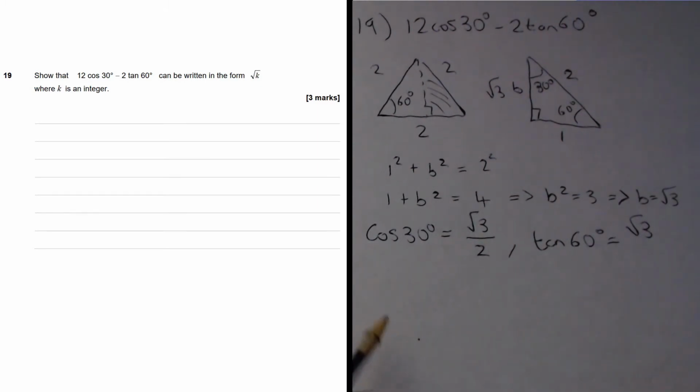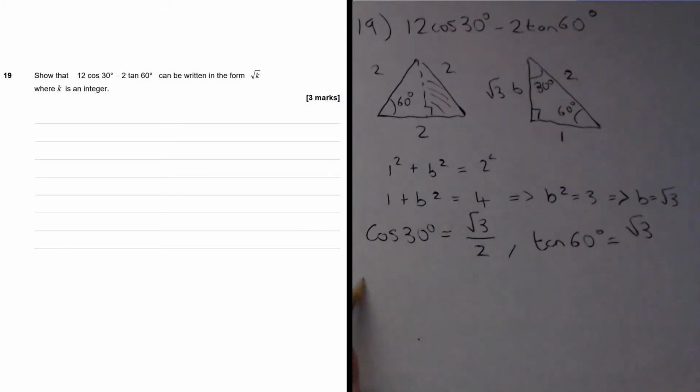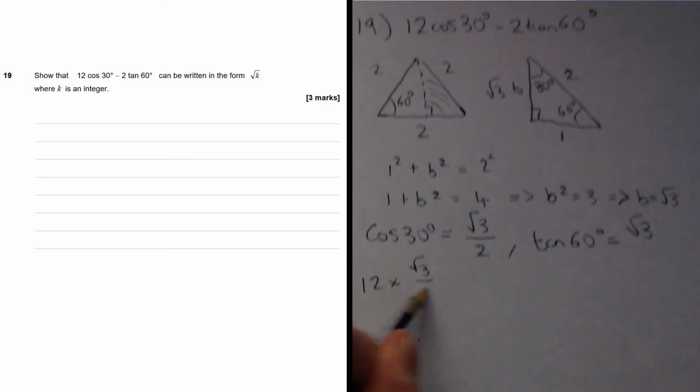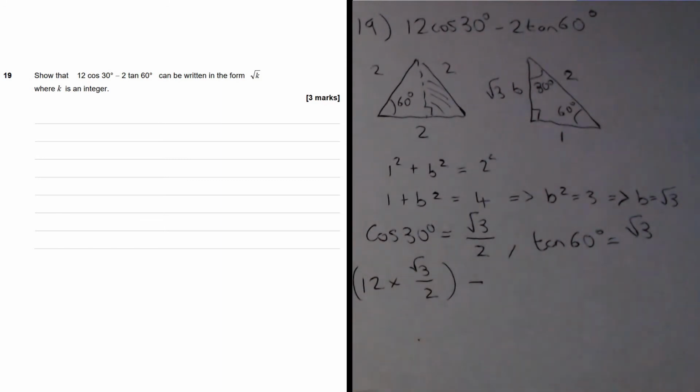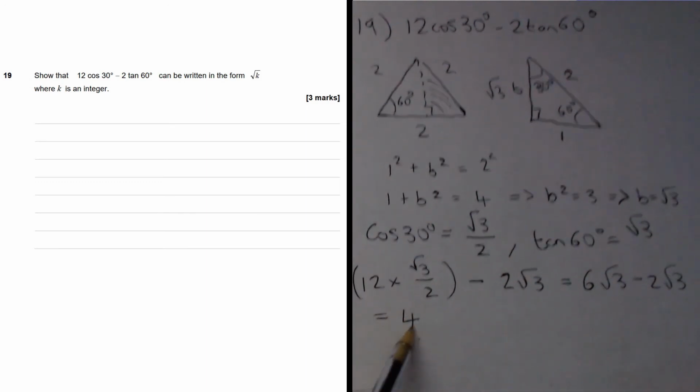So that tells us that 12 cos 30 is 12 times root 3 over 2. And we need to take away from that 2 tan 60, which is 2 root 3. Well, let's just clean this up a little bit. That's going to be 12 and the 2 cancel, so we're going to get a 6 root 3. So we get 6 root 3 minus 2 root 3. Well, that's going to give us 4 root 3.